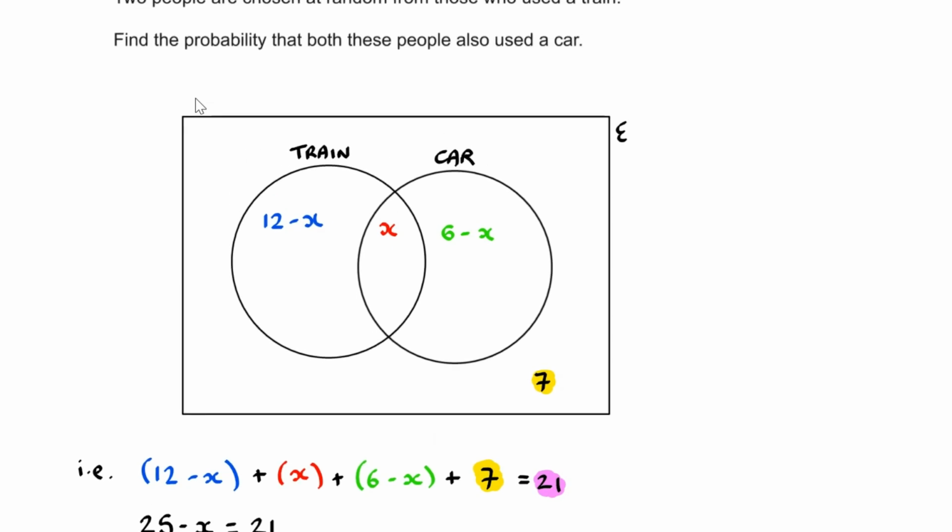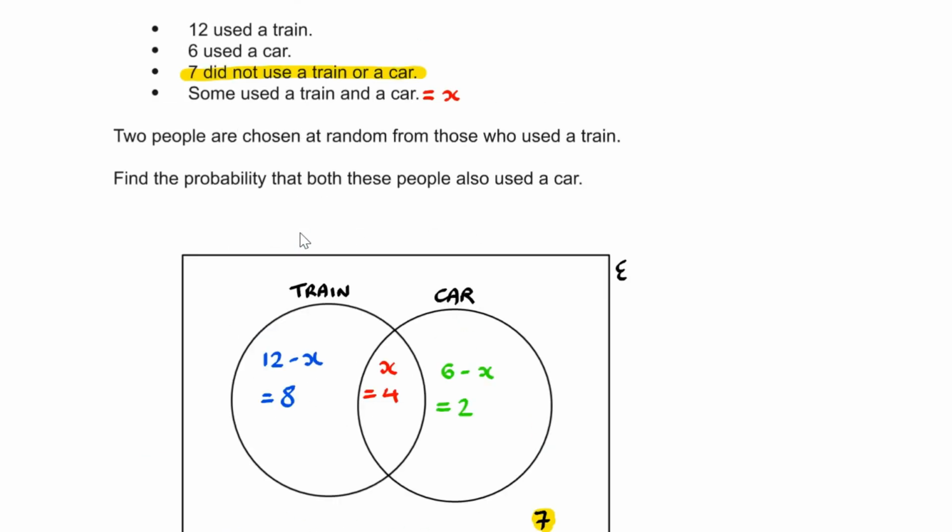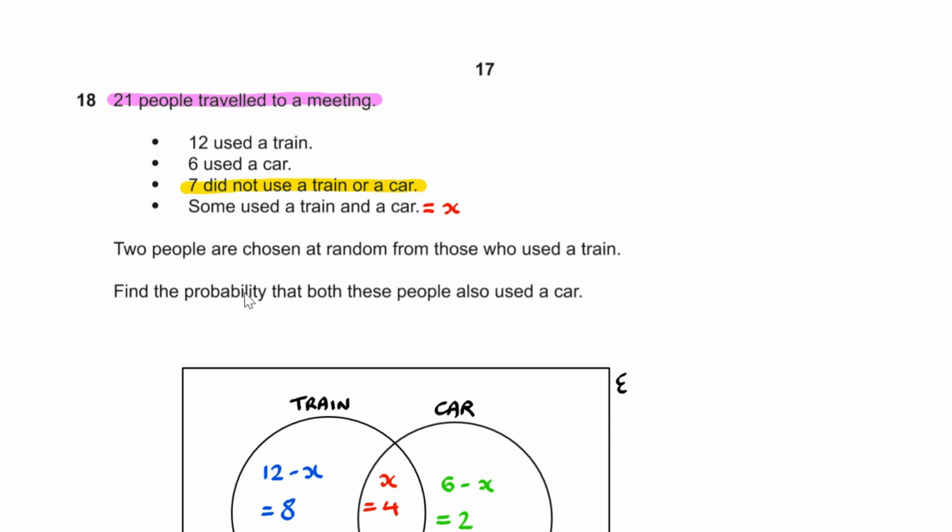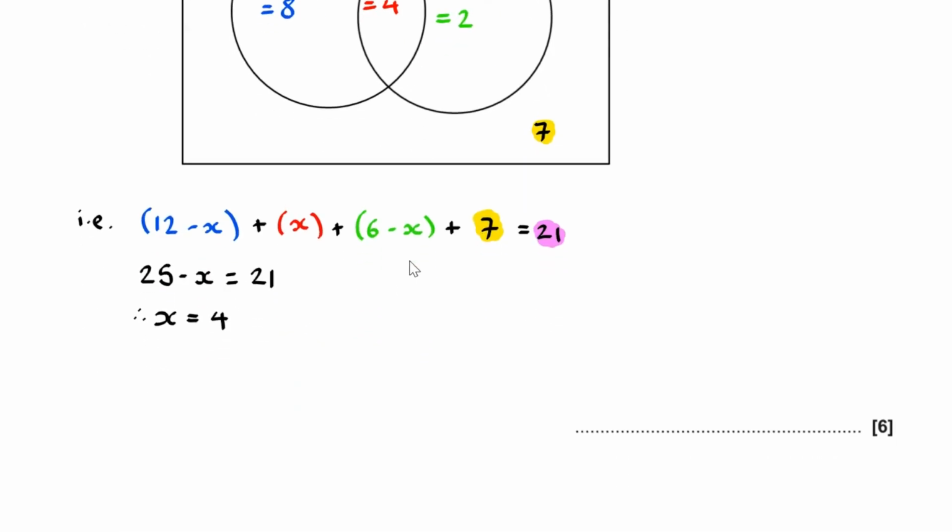So with x equaling 4, we've got 4 over here, we've got 2 over here, and we've got 8 over here. Now, we have to find, 2 people are chosen at random who use a train. Now the total who use a train, that will be 12.